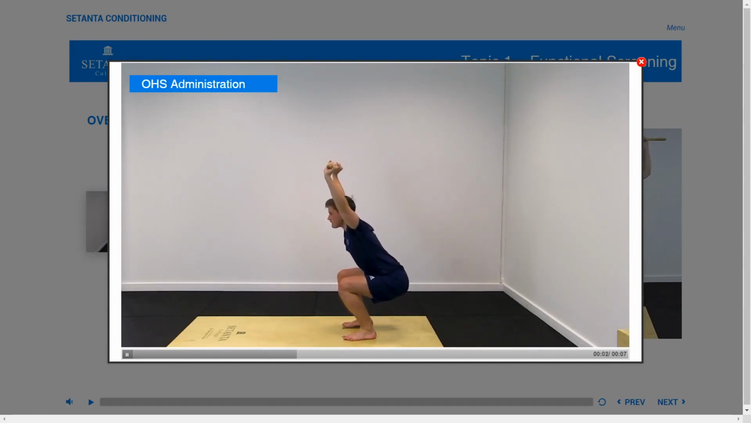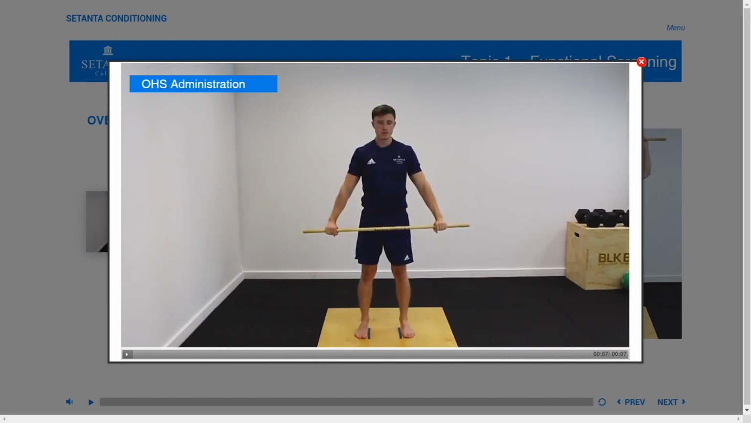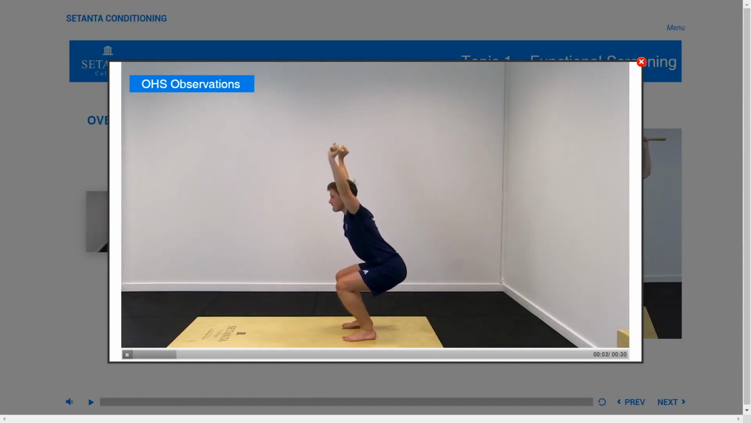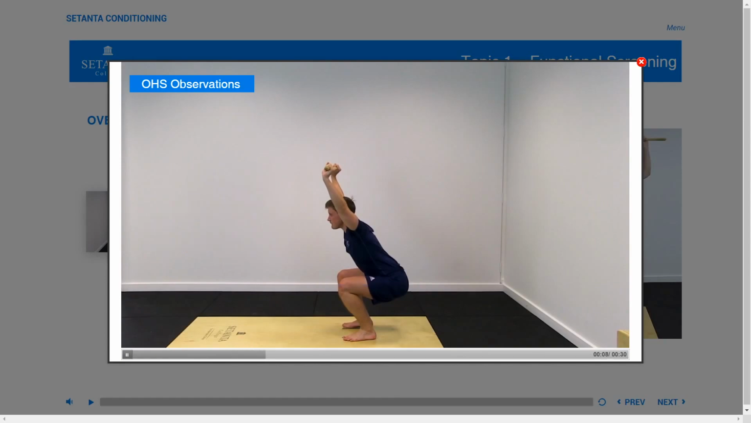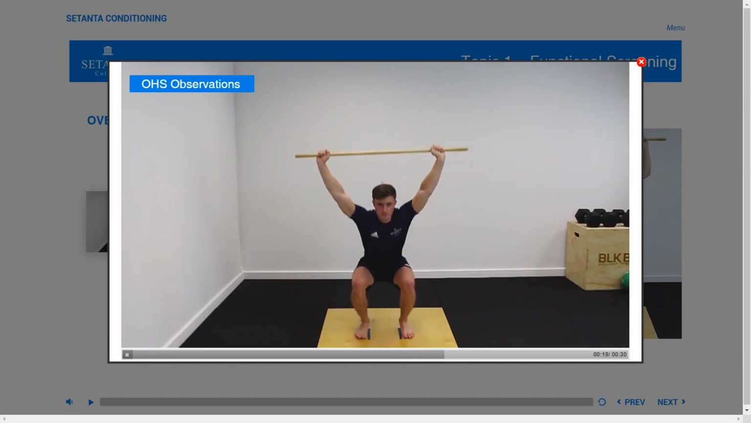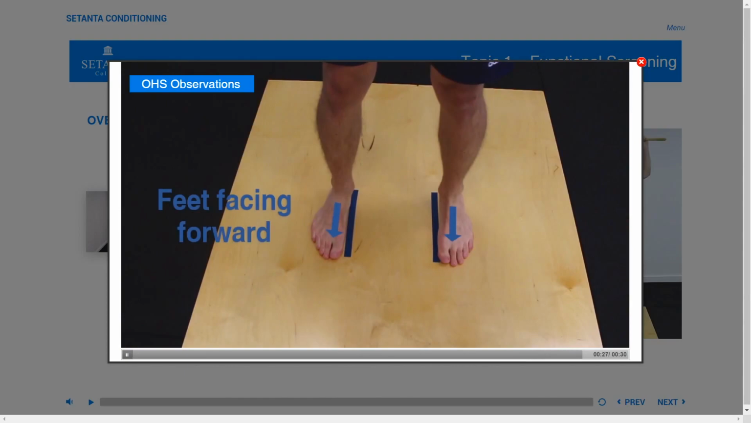Administration. Squat down as low as possible whilst keeping the dowel pressed overhead throughout. Observations. Thighs move parallel or just below. Torso is parallel to the tibia. Knees aligned over the feet. And the feet are facing forward.